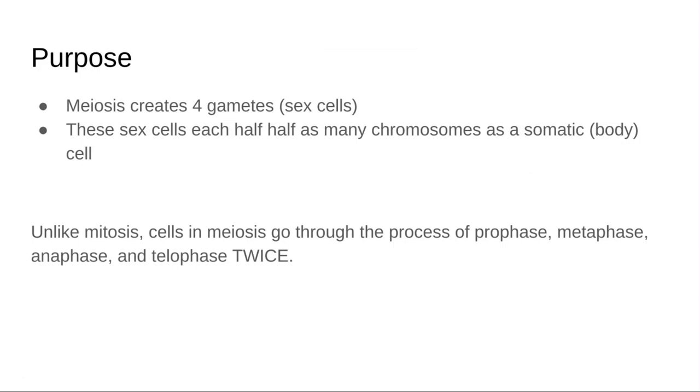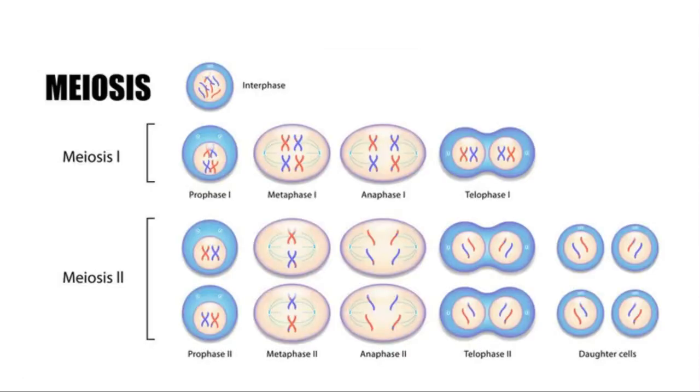So unlike mitosis, cells go through the process of prophase, metaphase, anaphase, and telophase, PMAT, twice. There's a meiosis one and a meiosis two, all right? So on this diagram, obviously you have interphase on top that comes before the cell division, and meiosis one essentially starts with a somatic cell, or a diploid cell, I should say.